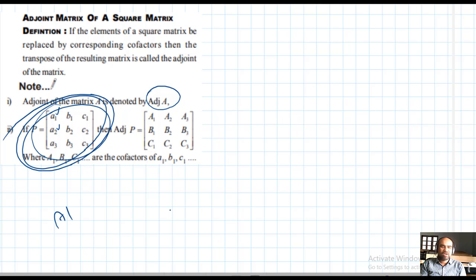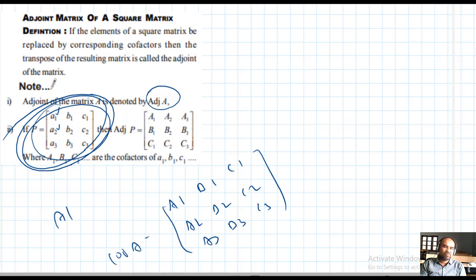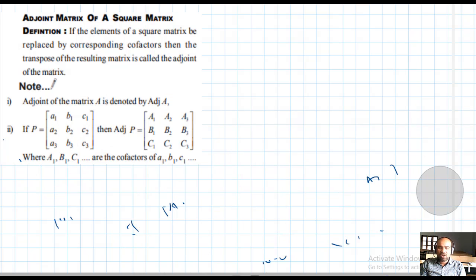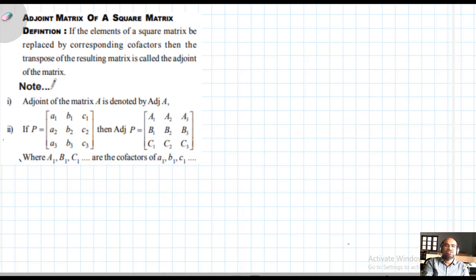So what is the cofactor matrix actually? A1, B1, C1, A2, B2, C2, A3, B3, C3 is the cofactor matrix of A. Its transpose is A1, A2, A3, B1, B2, B3, C1, C2, C3. This is said to be the adjoint of A. To find the adjoint matrix, first find the cofactor matrix. After that, the transpose of that gives the adjoint matrix.